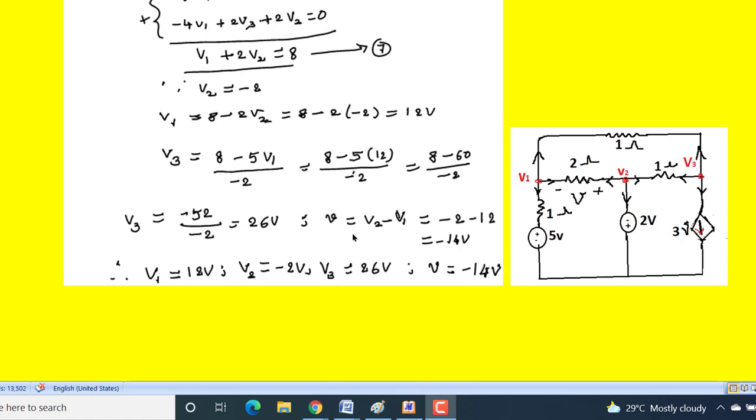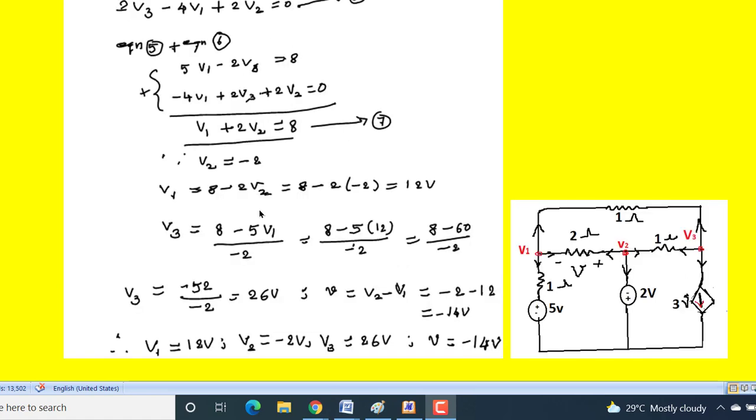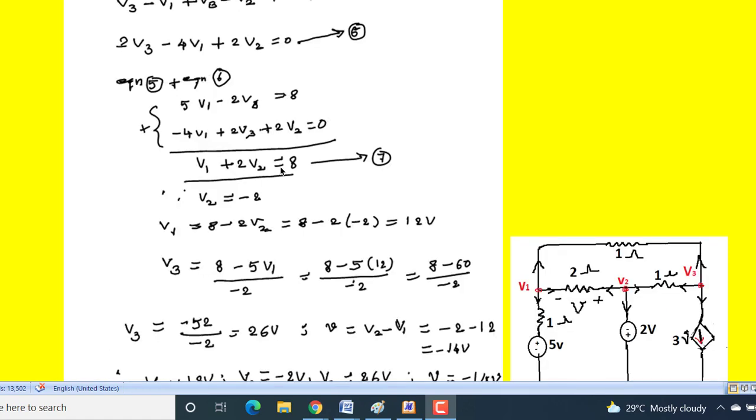And we know V1, V2 and V3. Now we can calculate small v. Small v is nothing but V2 minus V1, that is minus 2 minus 12, and that is nothing but minus 14 volts. So let me summarize all the values. V1 is 12 volts, V2 is minus 2 volts, and V3 is 26 volts. And small v is minus 14 volts. So we have covered the nodal method with independent sources and also with the dependent sources.